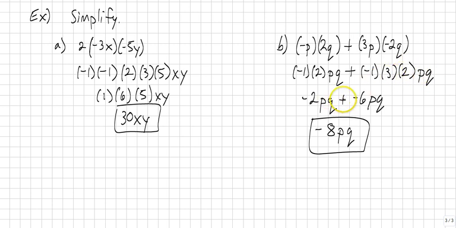But in this case, we now can add these together because they're like terms. So p to the first, q to the first, p to the first, q to the first, they're like terms. So a negative 2 of these plus negative 6 of them is negative 8 of those.